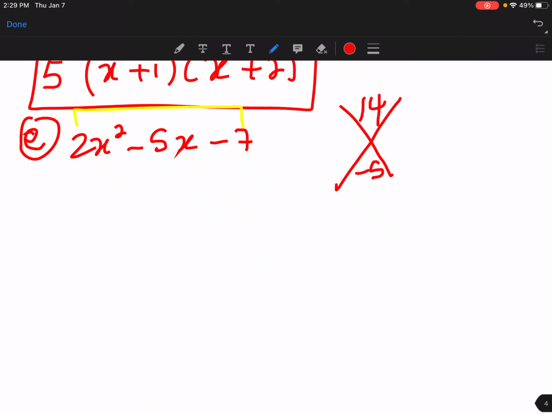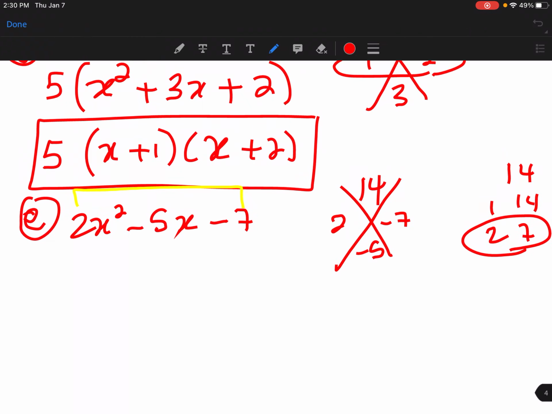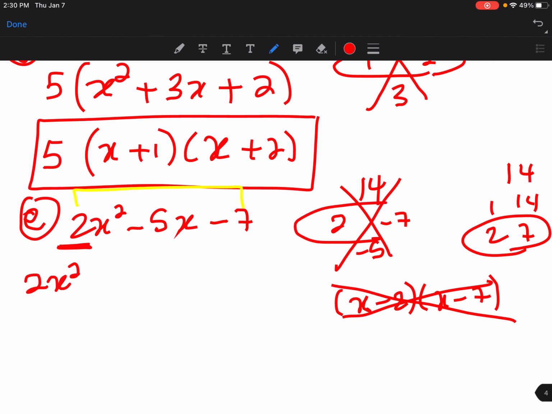So I'm going to look for some factors of 14. I can do 1 times 14, 2 times 7, and that looks like that's it. And I can see that 2 and 7 will give me my negative 5, and 2 minus 7 is negative 5. Therefore here now we cannot say this is x minus 2 and x minus 7 as we did earlier, because we have a 2 here that is not a 1, we cannot do that. So what we need to do is we're going to say this is 2x squared, use the 2 and 7 by saying plus 2x minus 7x minus 7.